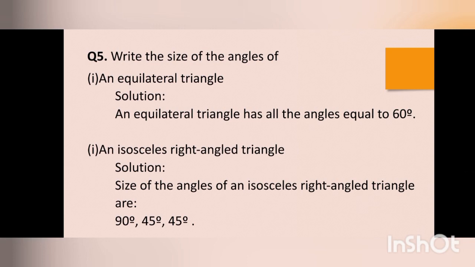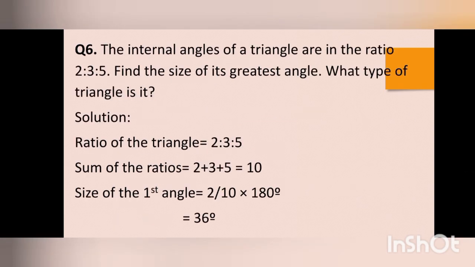Now question number 6: the internal angles of a triangle are in the ratio 2 is to 3 is to 5. Find the size of its greatest angle. What type of triangle is it? We need to find the sizes of the angles first, and then we will be able to see what is the greatest angle, and then we are going to find what type of triangle it is. So the solution here is the ratio of the angles is given, which is 2 is to 3 is to 5, and the sum of these ratios equals 2 plus 3 plus 5 equals 10, of course.